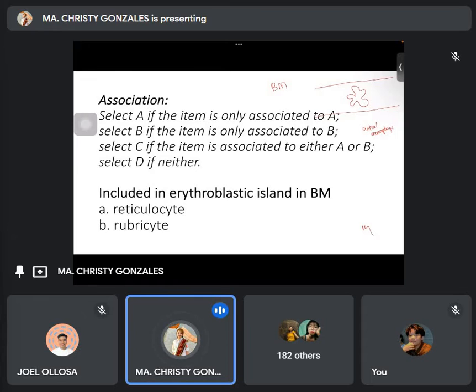Okay. To the central macrophage, our immature RBCs are attached. You call that an erythroblastic island. So, central macrophage plus immature RBCs.